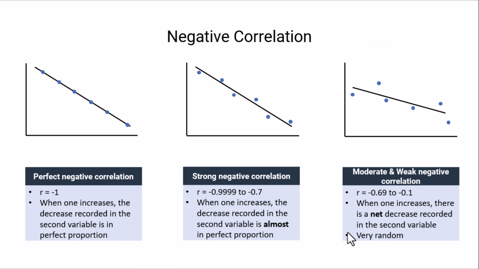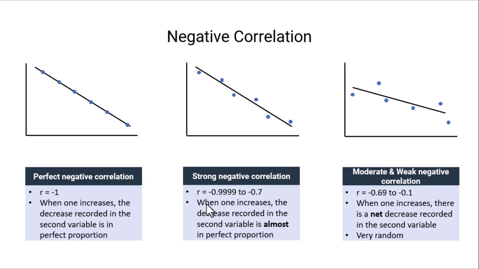Now, talking about negative correlation, this is just the opposite of positive correlation, with every other thing remaining constant. So perfect negative correlation has an R value of -1, and it aligns perfectly, and when one increases, the other decreases, but in perfect proportion. We are going to see an example of this in the next slide. Then we have a strong negative correlation, not really perfect. The proportion is almost perfect, so the R value cannot be -1.